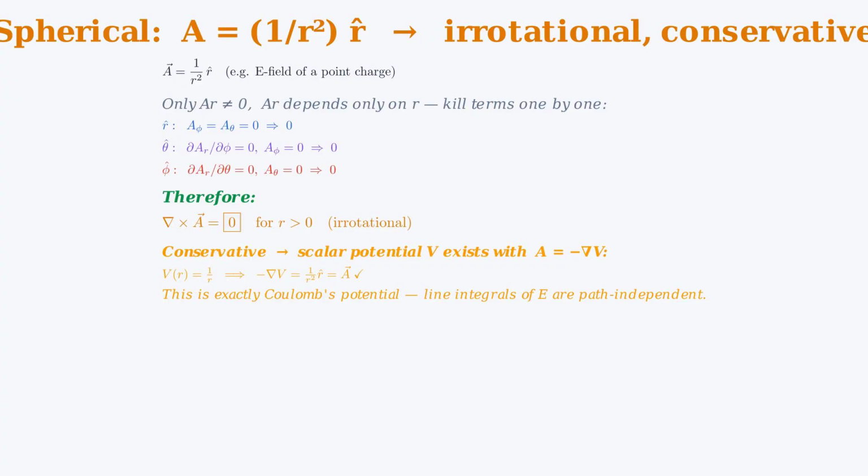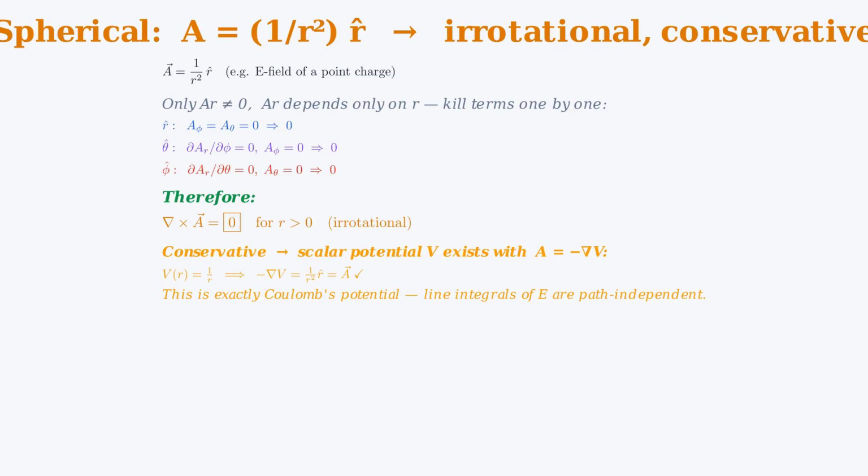The phi hat term involves partial of A r with respect to theta and partial of r times A theta with respect to r. A r has no theta dependence. A theta is 0. The whole phi hat slot is 0. Conclusion: curl A equals 0, everywhere with r greater than 0. The inverse square radial field is irrotational.